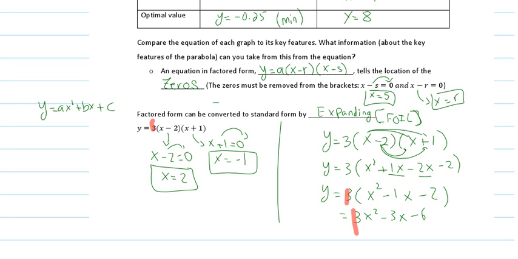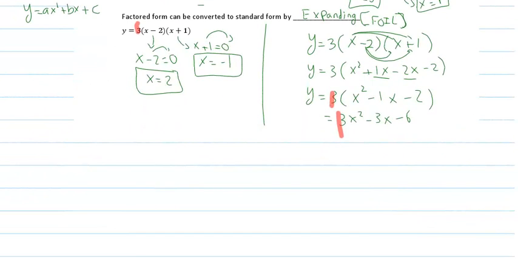Now what can you find from the standard form? The y-intercept, right? The y-intercept, which is, what is it? Negative 6, right? So that is the y-intercept.